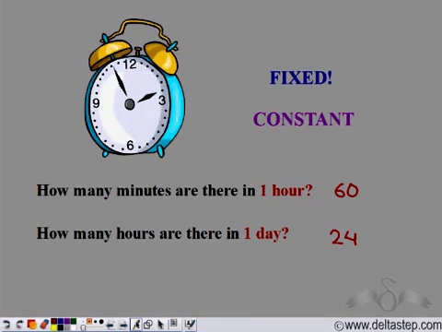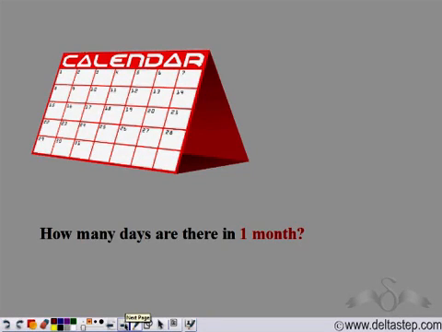So over here, minutes in an hour is a constant. Hours in 1 day is a constant because they have fixed values, values which do not change. Now if I ask you, how many days are there in 1 month? Well, you may say 30 for some months, 31 for some months, 28 for some month.